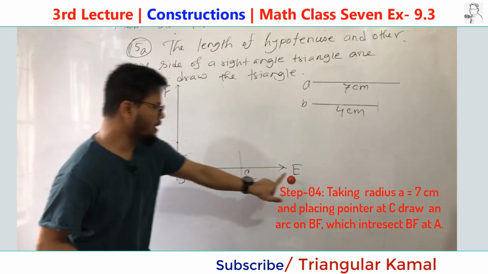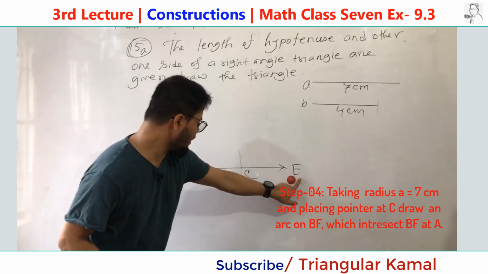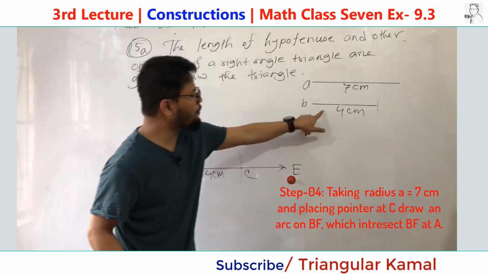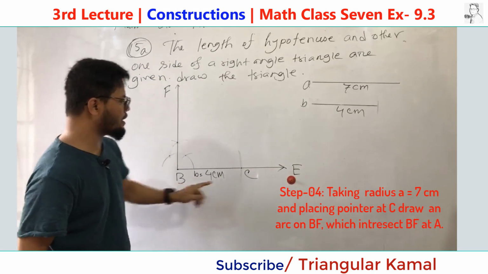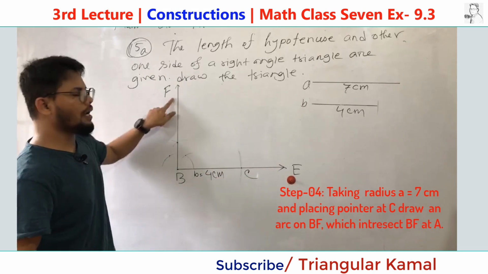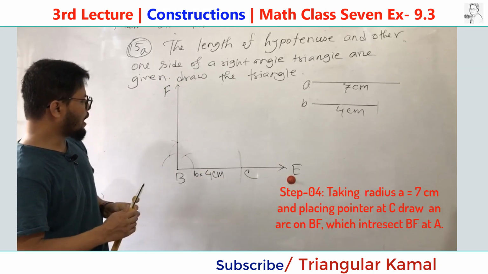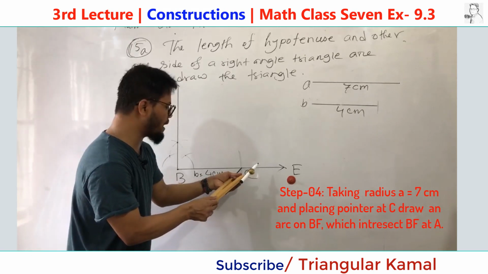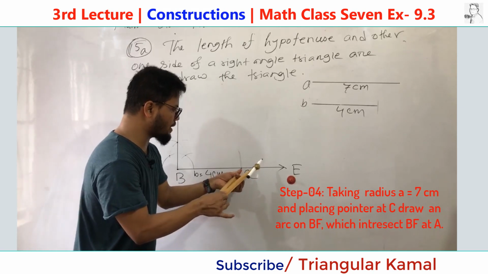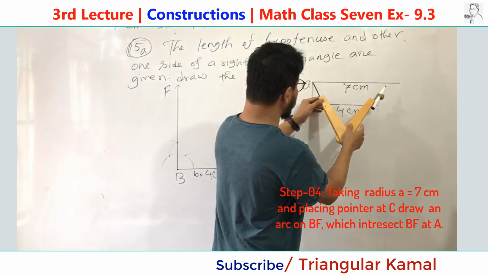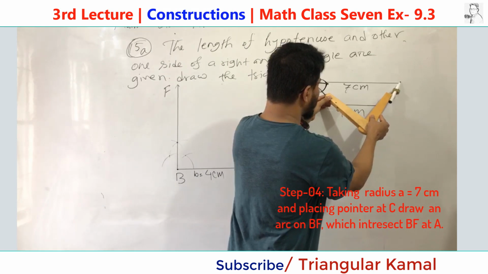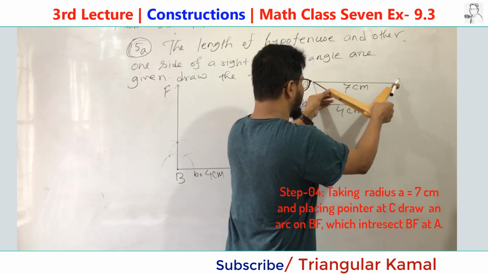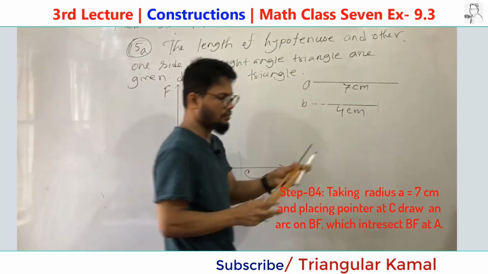Again, first step, take any ray BE, and from BE cut BC equal 4 centimeter. At the point B, draw 90-degree angle. EBF equal 90-degree angle. Now, this is the final step. Taking C as a center. Dear student, give attention. Taking C as a center and take the measures of 7 centimeters here. This is a 7 centimeters, or hypotenuse measures is 7 centimeters.